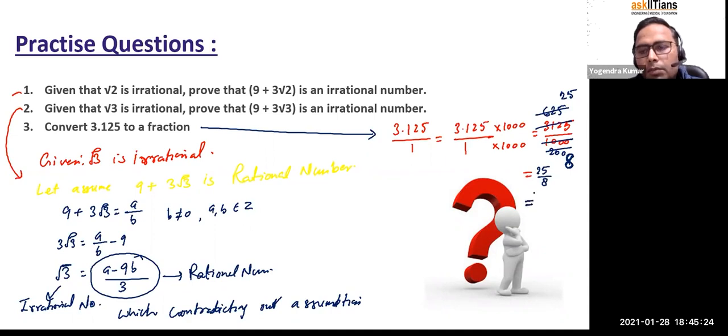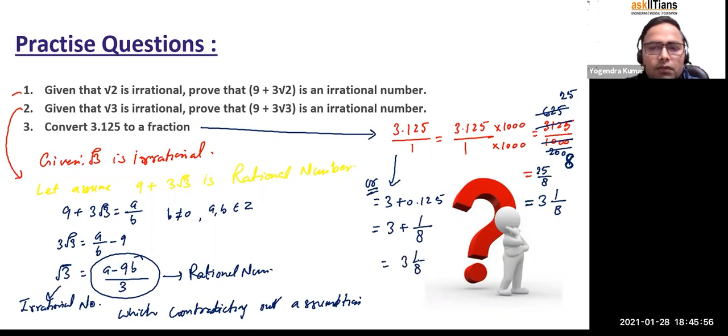But we'll give the proper answer in the mixed fraction form. So 3, and then 1 divided by 8, right? Like this: 3 and 1 by 8. You could have done it like 3 plus 0.125 also. That's the alternative method. Now 3 plus 1 by 8, so this is 3 1 by 8, mixed fraction form, right? This is how we do it.